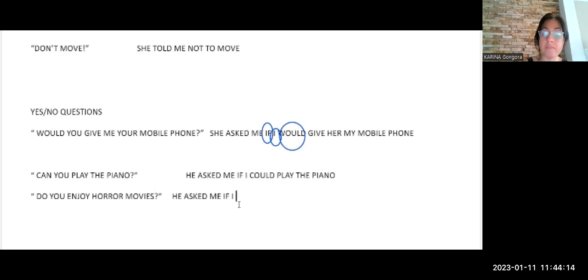Do you enjoy horror movies? He asked me if I enjoyed horror movies. All right, stop because it's not a question anymore. All right, this kind of transformation is the one that is generally very problematic. Last part of reported speech, I mean, the regular reported speech, then we will go to the verbs. We're going to go to the WH word questions.